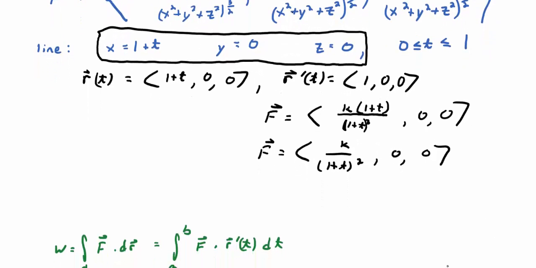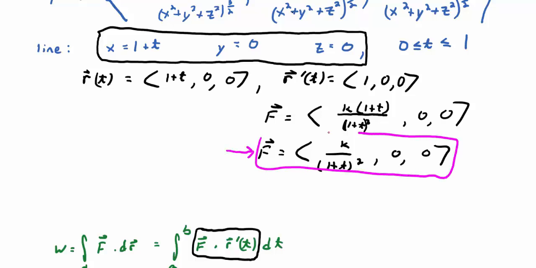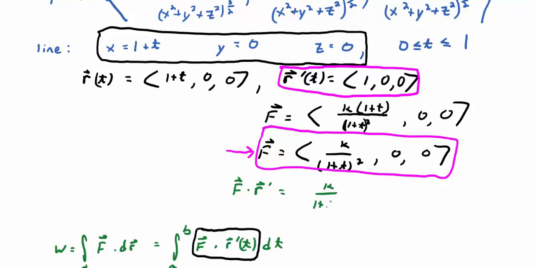According to this formula, we need to take what? The dot product of this version of f, right? And r prime. And you get a very easy to work with formula, don't you? So what do you get when you take f dot r prime? F dot r prime is just k over 1 plus t quantity squared.